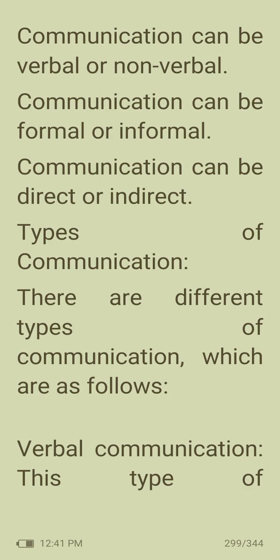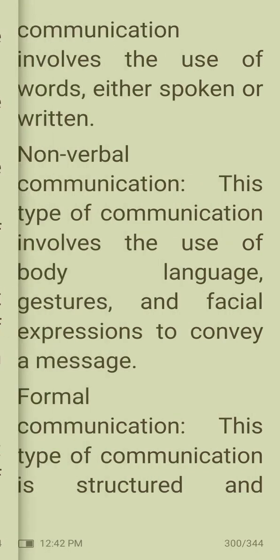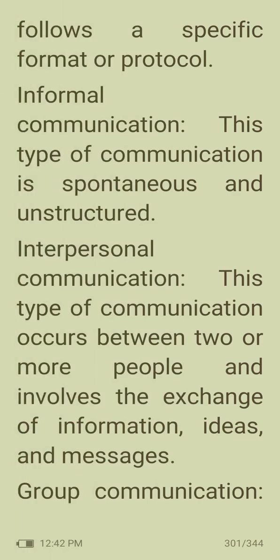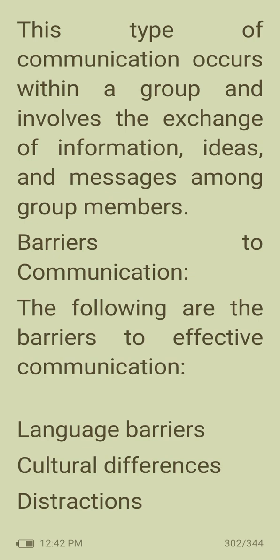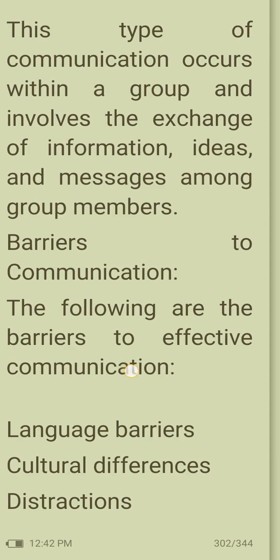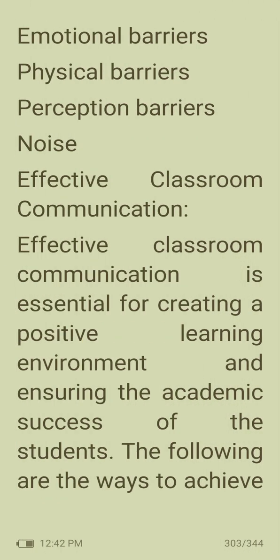Next, it's a two-way process, and it can be verbal or non-verbal, direct or indirect, formal or informal. Then there are many types like verbal communication, non-verbal communication, like body language, gestures, and facial expressions, etc., and formal communication. Next, informal communication, interpersonal communication, group communication, and barriers to communication: language barriers, cultural differences, and distractions, and emotional barriers along with physical barriers and perceptual barriers.